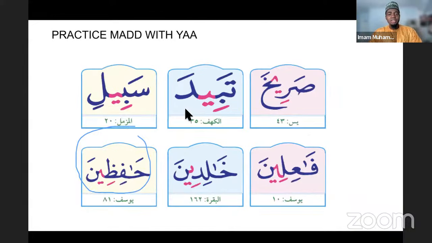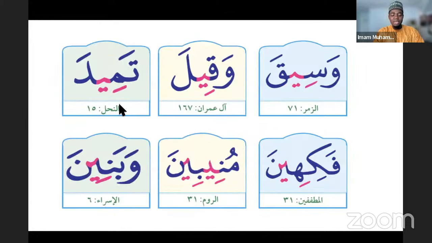I like it. صريخ, right? This one. Or you pronounce the other one. Tabid, right? This is how you pronounce med letters. حافظين. So you're having alif and what? And ya med together at the same time.